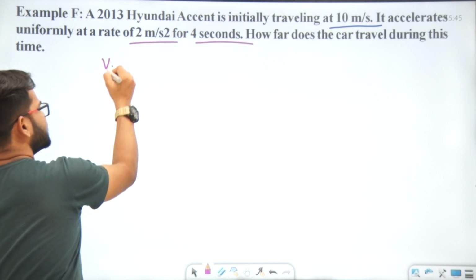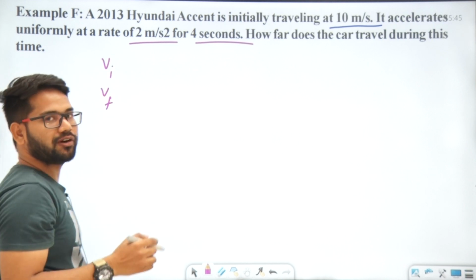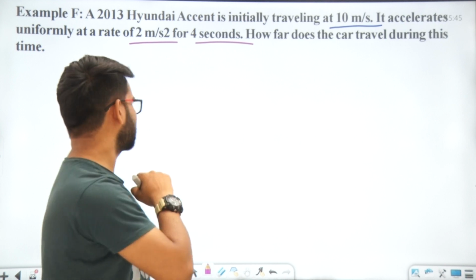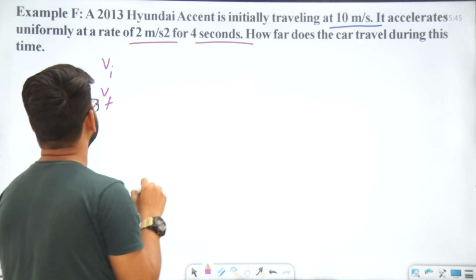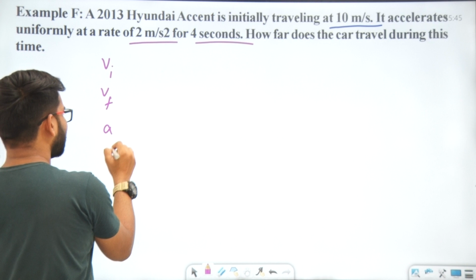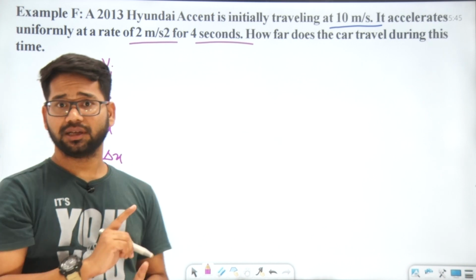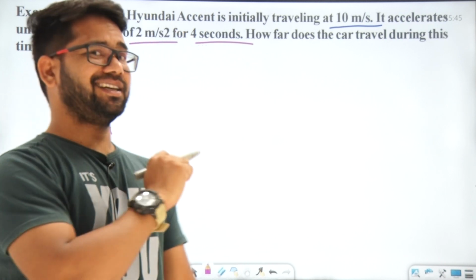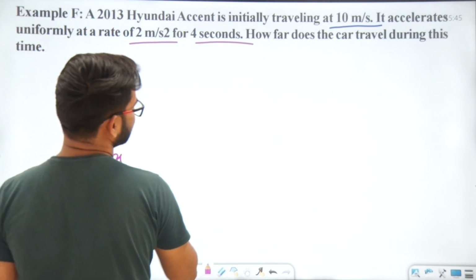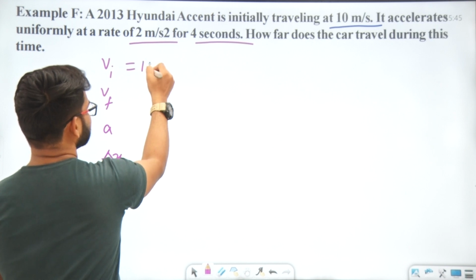You have to write initial velocity, final velocity. You have to identify the quantities, knowns and unknowns. So Vf, a, delta x and t. Always, if you write this, you will be able to solve easily. So what is the initial velocity? That is 10 meters per second.